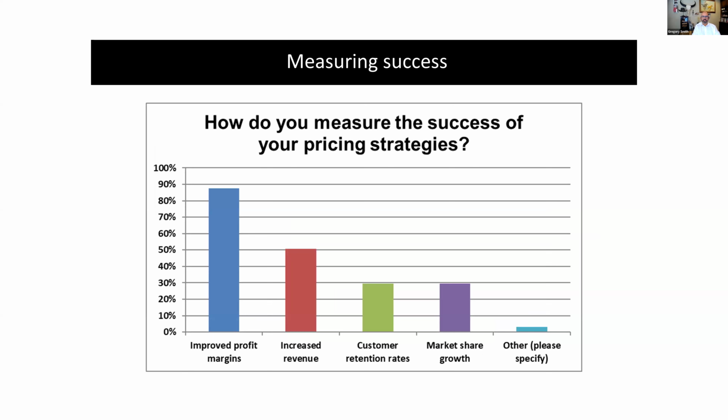How do you measure the success? Improve profit margins. Yep, great. Increase revenue, customer retention rates, market share growth. By the way, all of those are possible with the right strategic price matrix. You actually make customers happier if you do it correctly. You used to do tons of customer councils.